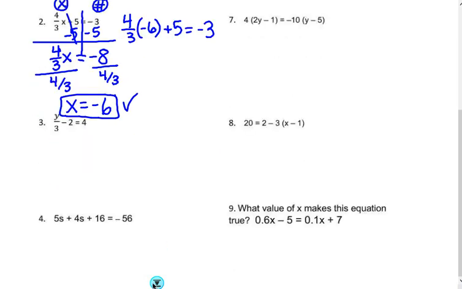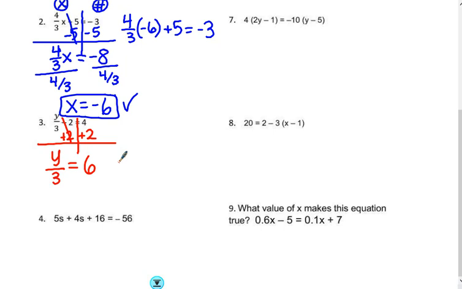All right, I'm going to shimmy down here and look at number 3. I have y divided by 3 minus 2 equals 4. So same thing, I want to get y by himself. So I want to first add 2 to both sides. That goes away. I have y divided by 3 equals 4 plus 2, which is 6.